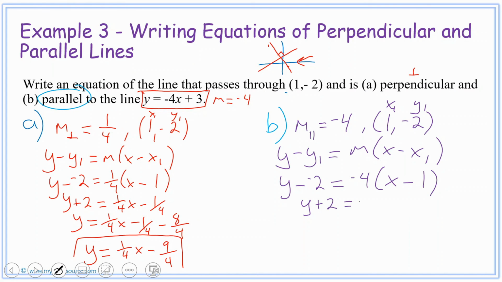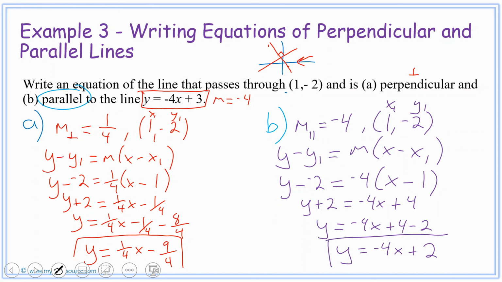The negative 4 can distribute into the quantity, and then we subtract 2 from both sides. And we're going to have positive 4, subtract 2. And this one, no fractions really. Negative 4x, 4 minus 2 is just positive 2. And that's our parallel line.